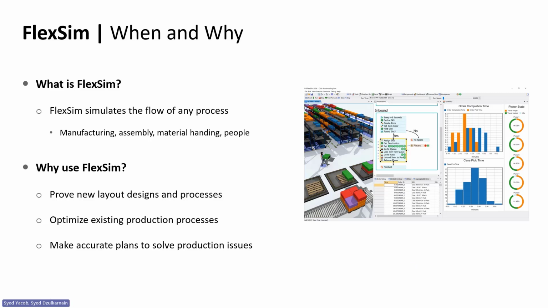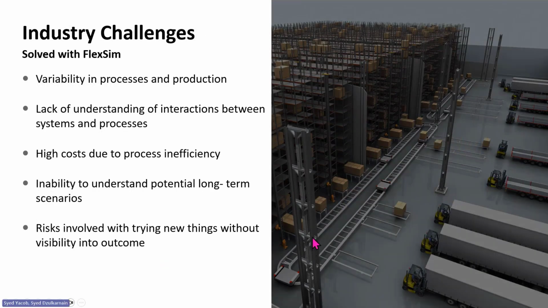So this always happens. Why? Probably because you have different types of machines, maybe the storage is further, the operator is also different. There are a lot of cases or different factors. So these are some of the industry challenges that can be solved with FlexSim: the variety of processes in production, lack of interaction between system and process, and high cost due to inefficiency. Sometimes inefficiency will give you more costs.